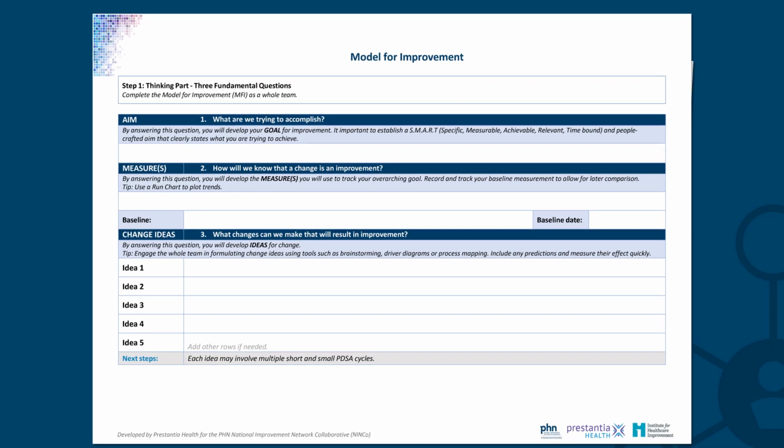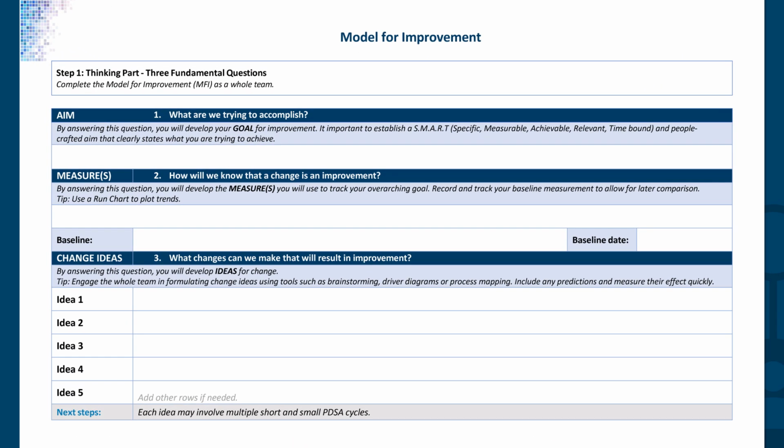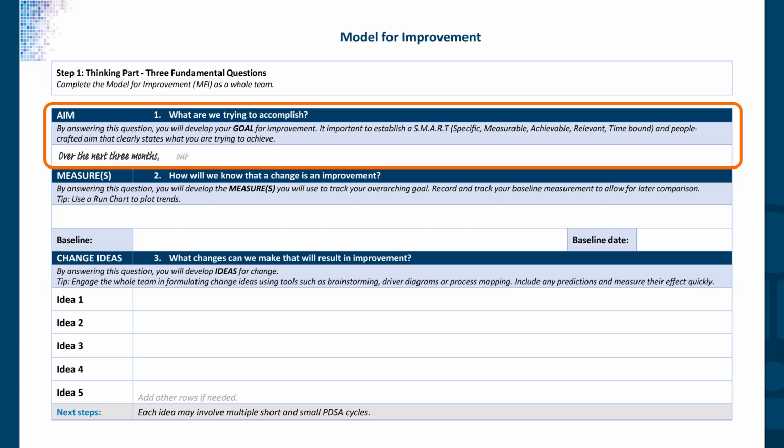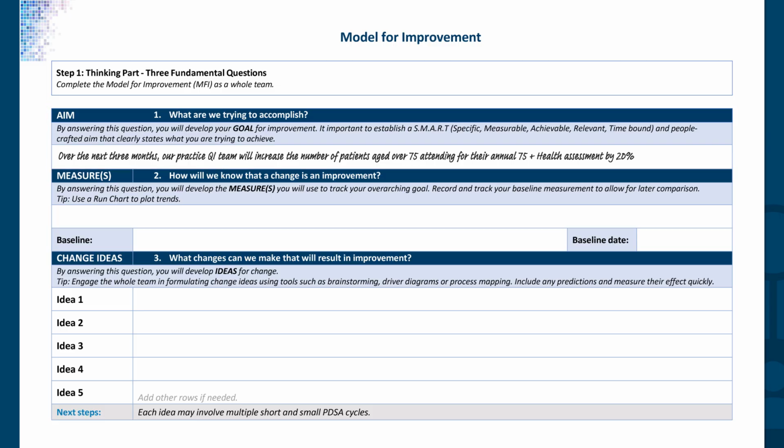In this part of the PDSA, we will be going through Step 1, the thinking part. Section 1, the aim. What are we trying to accomplish? An example of a simple SMART goal is over the next 3 months, our practice QI team will increase the number of patients aged over 75 attending for their annual 75 plus health assessment by 20%.